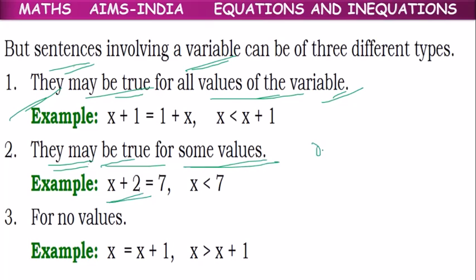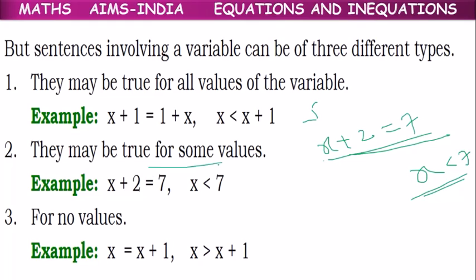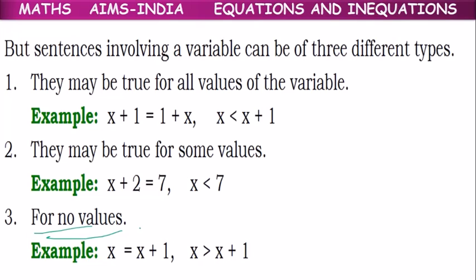Suppose x plus 2 equal to 7. This will be true only when x is 5. Means only for some values like 5, only for this value it is true. So like that we can have sentences which are true for only some values, and which are true for no values.